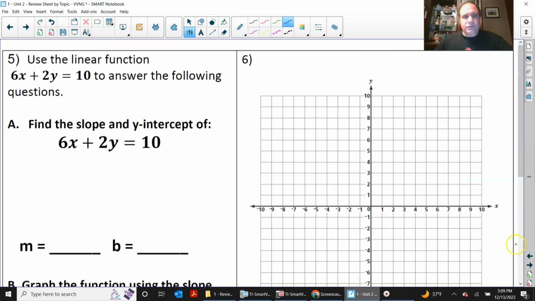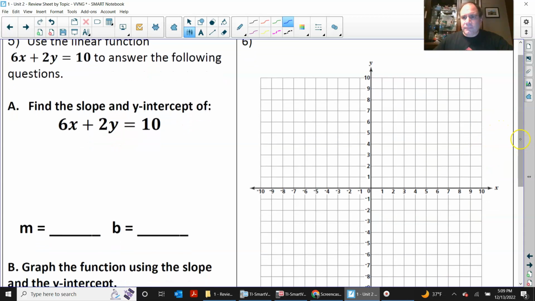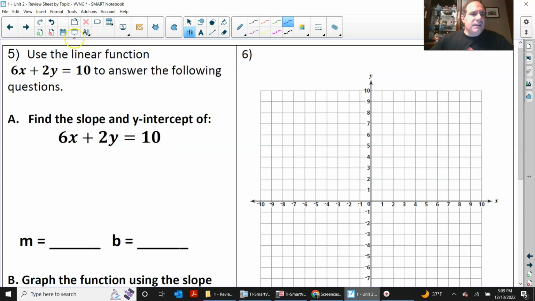And let's go on to number 5. Use the linear function 6x plus 2y equals 10 to answer the following questions. All right, so find the slope and y-intercept. Anytime you have to graph, this is a combo graph question, and find the slope and y-intercept. You have to find the slope and y-intercept to graph it, because if you don't, you're not going to be able to graph it. So we're going to subtract 6x on both sides.